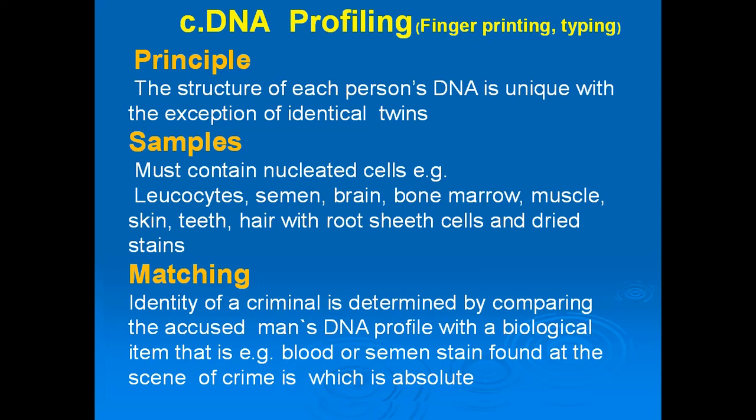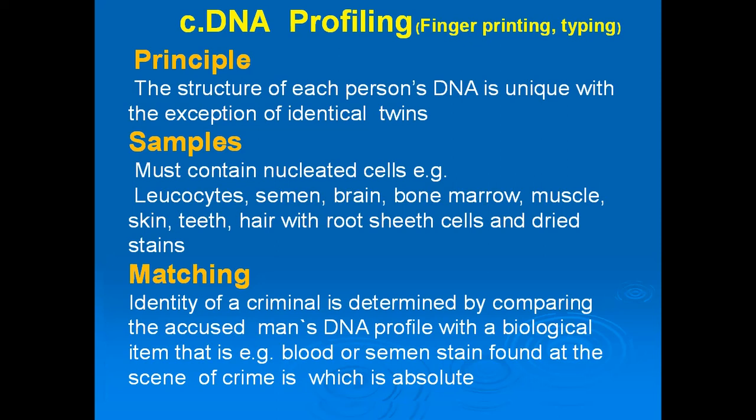Samples must contain nucleated cells. That means we need a very minute sample, trace evidence, which is called trace evidence. Even trace evidence is enough, and cells must be nucleated, like leucocytes, semen cells, brain cells, bone marrow cells, muscle cells, skin cells, teeth cells or teeth, hair with root sheath cells. So complete hair and dried stains, blood stains or stains of semen, etc.